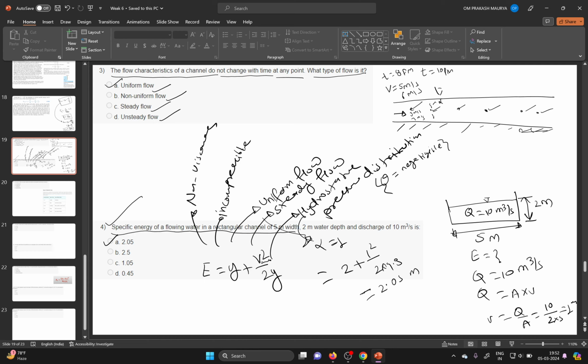So always remember, before applying any equation, engineering or otherwise, you should recall the assumptions behind the equation. Then you will easily understand and enjoy solving the problem.